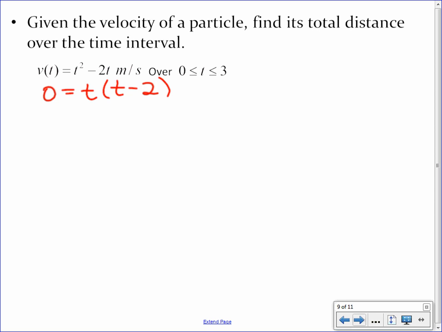0 and 2, right? So we have an interval from 0 to 3. It's 0 at 0 and at 2. So let's see, if we plug in 1, do we have a positive or negative velocity? We plug in 2.5, is it positive or negative? Positive. That's a pretty quick calculation.